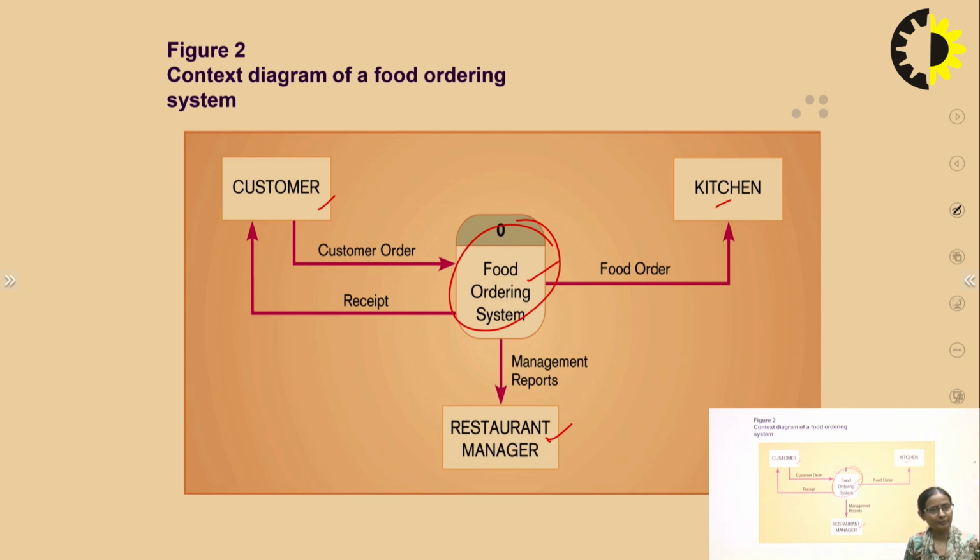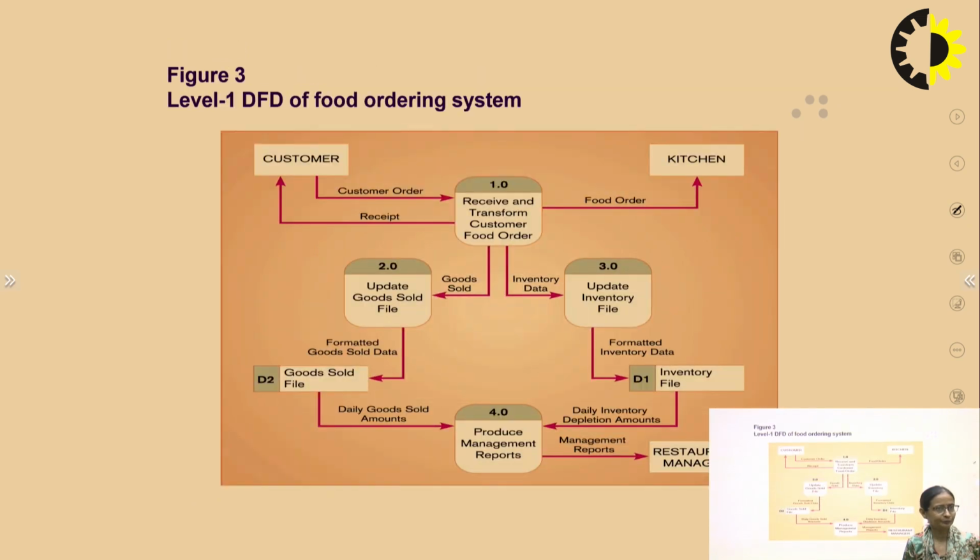When I talk about the customer, it interacts with the system by ordering the food, and in return it gets the receipt. In the case of the kitchen, whatever the customer orders is forwarded to the kitchen, and here we have the management reports on the part of the restaurant manager.